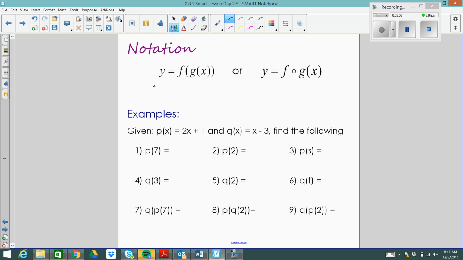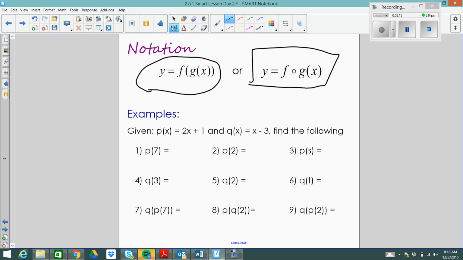A composition of function looks like this: f of g of x. Or you might see this, that also means f of g of x. Don't get confused with multiplication. Composition will be an open circle, whereas multiplication will be a filled in circle. So to start, let's just evaluate functions.